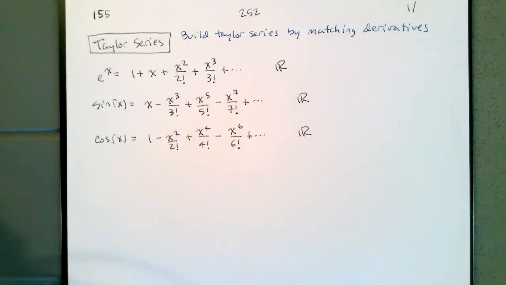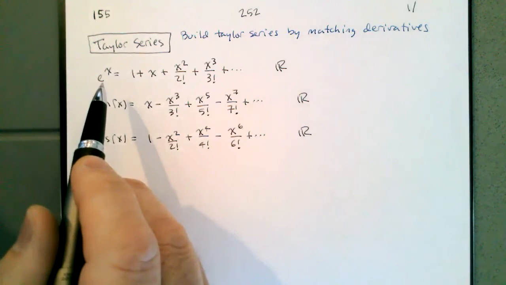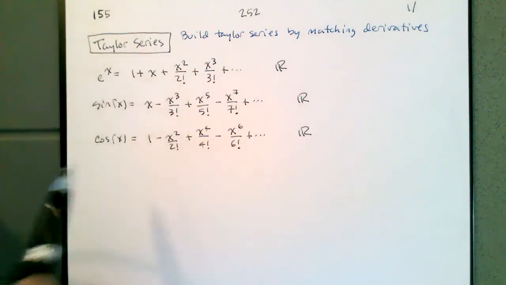Today, we're going to continue looking at Taylor series. And recall that we build Taylor series by matching derivatives. We're trying to build a polynomial that has all the same derivatives at a point as the function that we're trying to approximate. So we found some Taylor series already.